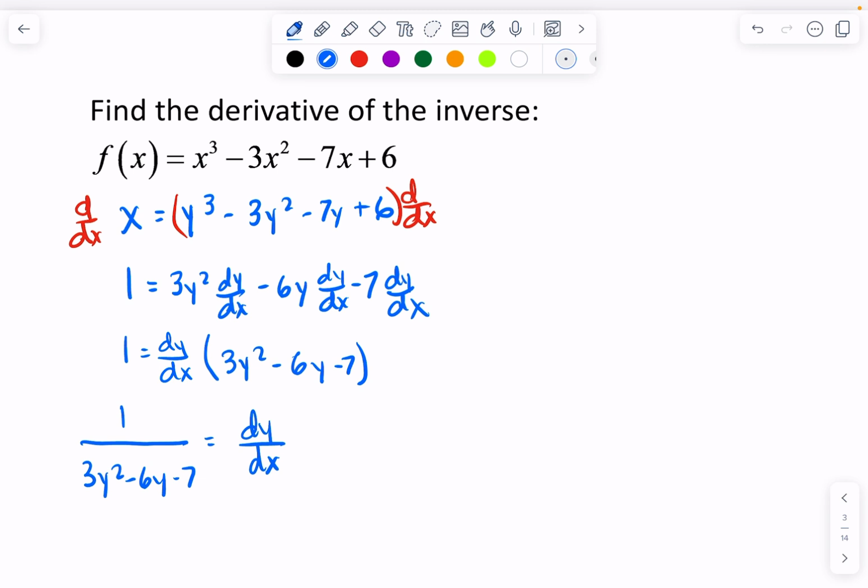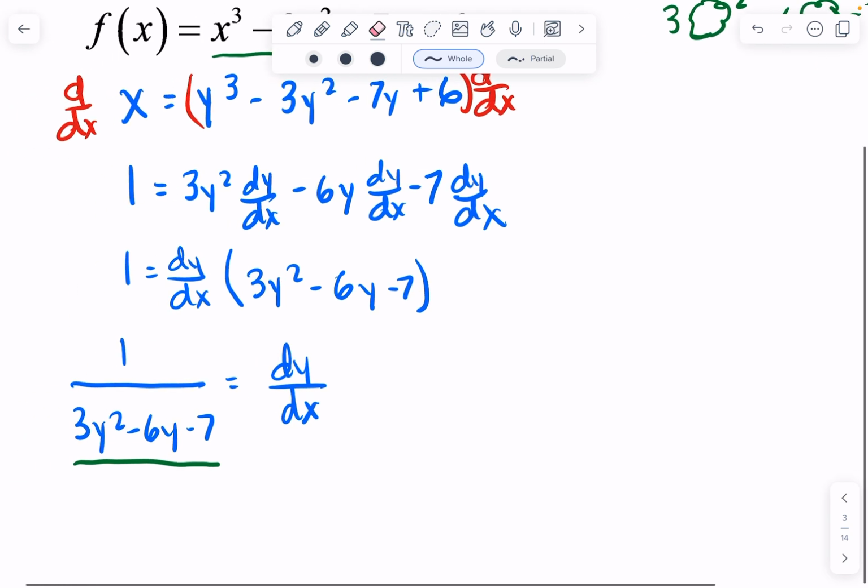Okay, now let's look and see what that is. This piece here, 3 something squared minus 6 times something minus 7. How does that relate to the original function? Well, that's the derivative.